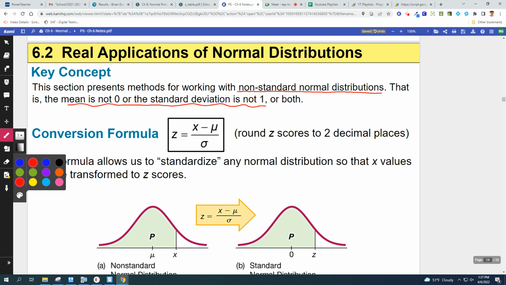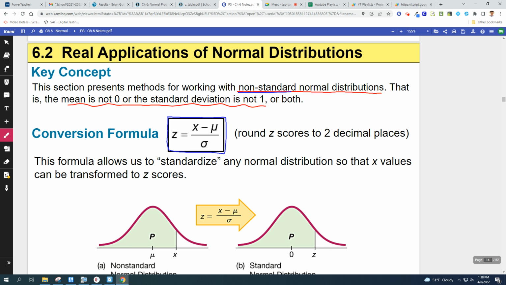Last time when we did standard, it had to be a mean of 0. It had to be a standard deviation of 1. Now it can be anything. What's going to end up happening is we're going to have to convert our non-standard into a standard. So we'll end up doing the same thing as what we did in 6.1, but we have to get there first. And so we've got a conversion formula.